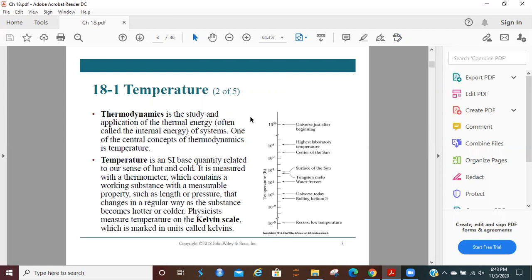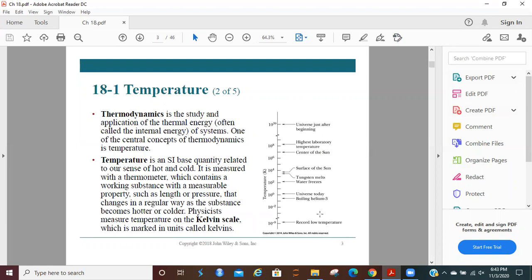It is measured with a thermometer, which contains a working substance with measurable properties such as length or pressure that changes in a regular way as the substance becomes hotter or colder. That way we have a way to gauge it. Physicists measure temperature on the Kelvin scale, which is marked in units called kelvins.